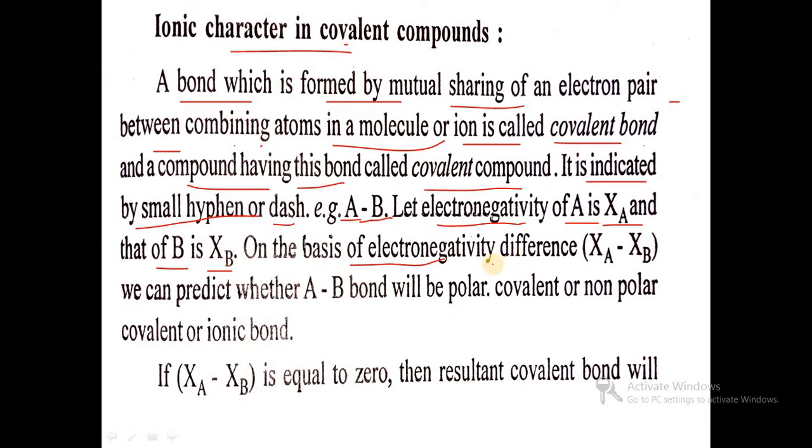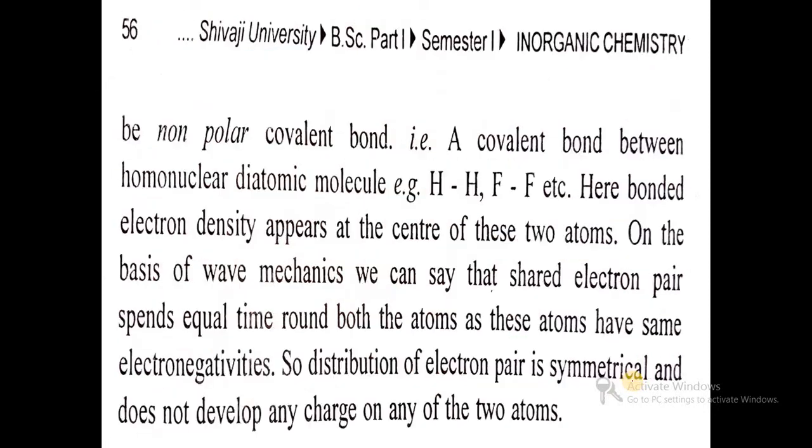On the basis of the electronegativity difference Xa minus Xb, we can predict whether the A-B bond will be polar covalent, non-polar covalent, or ionic. That is, three types of bonds are possible: polar covalent, non-polar covalent, or purely ionic bond. Then there are certain rules. Suppose the electronegativity difference between atoms A and B is almost 0, then the resultant covalent bond will be non-polar, that is, a non-polar covalent bond.